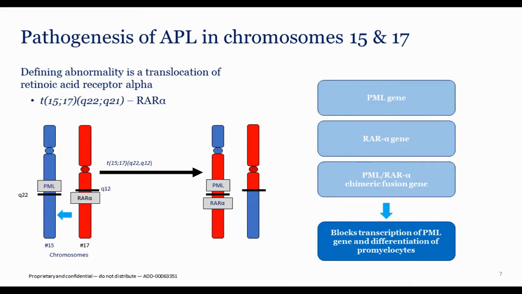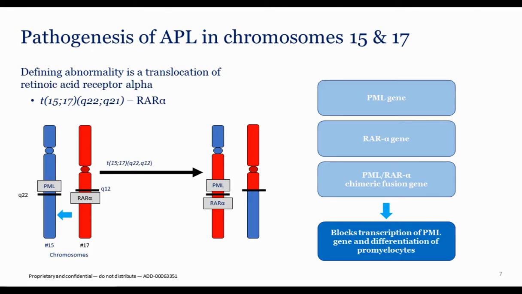Turning to the pathogenesis of APL, the defining abnormality is the translocation between chromosome 15 and 17 that involves the two genes that I mentioned earlier, the PML gene as well as the retinoic acid receptor gene. In normal individuals, the PML gene is a gene that plays a role in cell growth and division and even in apoptosis. The retinoic acid receptor gene actually encodes a nuclear hormone receptor transcription factor that promotes the expression of various genes after binding to retinoic acid.